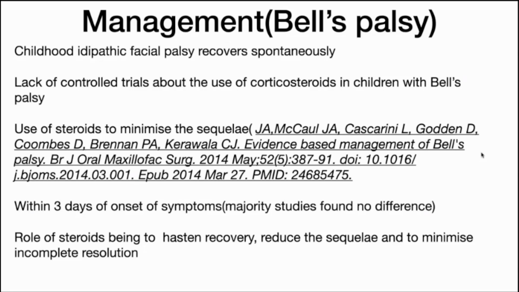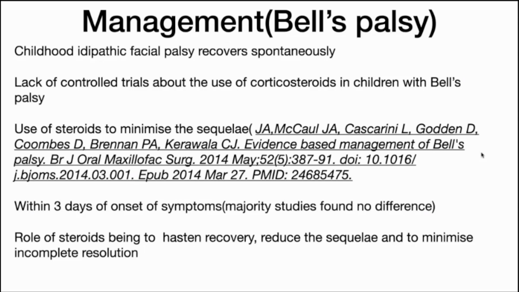Management of Bell's palsy: as in adults, we have been using steroids with good results. Childhood idiopathic facial palsy recovers spontaneously. There have been a number of studies, but in fact there is a lack of controlled trials about the use of corticosteroids in children with Bell's palsy.